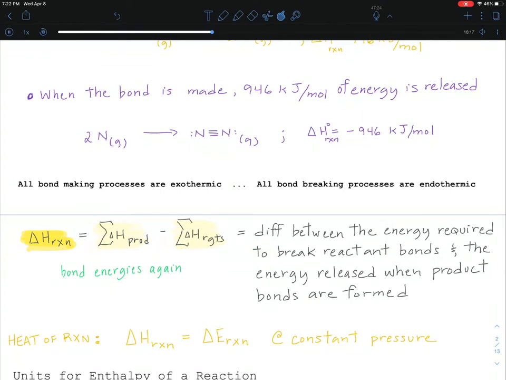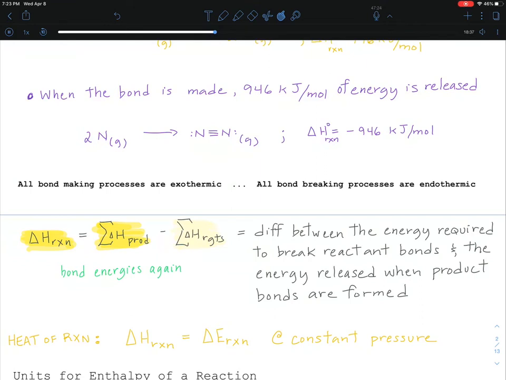And by that I mean I need to sum up all of the enthalpies of the products. So the change in enthalpy for all of the products, meaning you made a whole pile of new bonds, how much energy or how much heat was actually given off when you did that. So we're going to sum them up. That's what that big symbol there means.